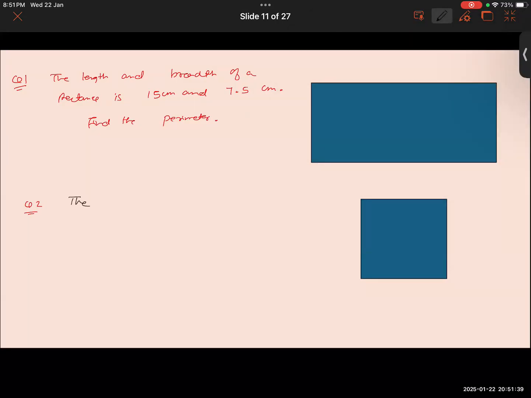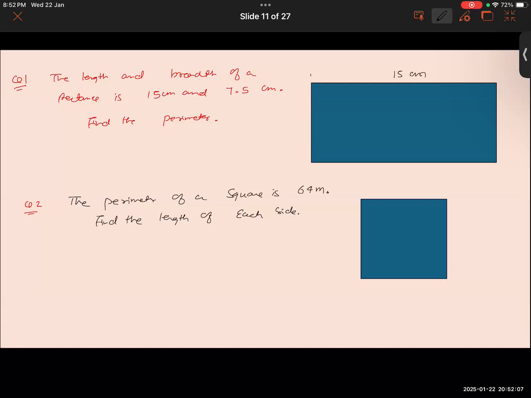For question number two, I'm going to give it in the reverse order. Like the perimeter is given, you need to find the sides. The perimeter of a square is 64 meter. Find the length of each side. You got the question?